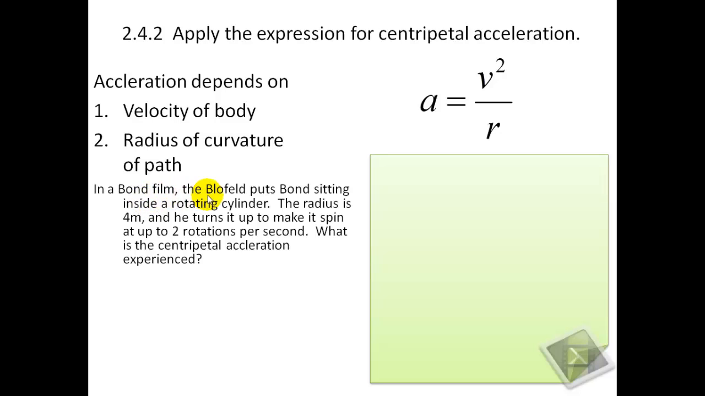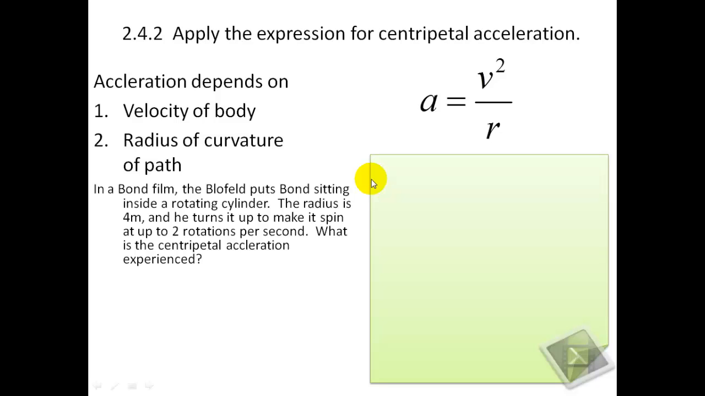In a Bond film, Blofeld puts Bond sitting inside a rotating cylinder. It spins faster and faster until it reaches a constant rotation. The radius is 4 meters. It travels 2 rotations per second. So you know from 2 pi r what the distance is in one rotation, so you can find out how many rotations he does, which is 2 times 2 pi r in 1 second. Then the velocity, you square it, divide by 4, and that gives the acceleration.